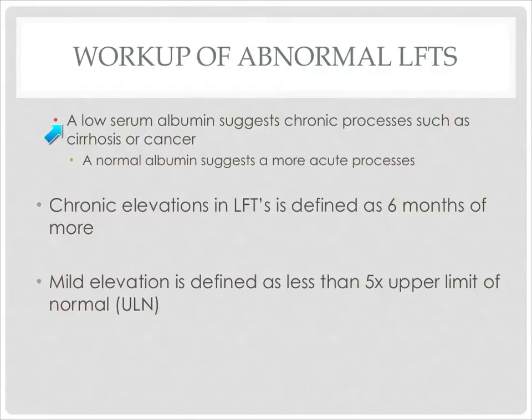A couple of other things to consider here when you're working up abnormal LFTs. A low serum albumin suggests a chronic process rather than an acute process. So when you're seeing a low albumin, you should be thinking things like cirrhosis or cancer, a chronic process. A normal albumin level suggests more of an acute process. So if you have elevated ALT, AST, but you have a low serum albumin, then you should think a chronic process is going on here. If you have elevated liver enzymes and you look and your albumin is normal, then you should think this is more of an acute process.